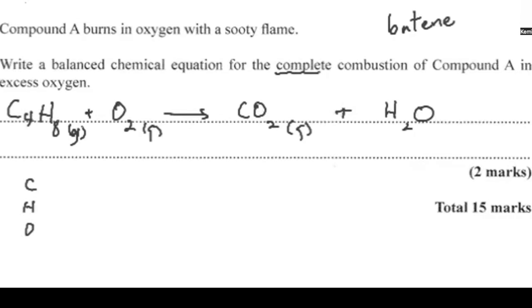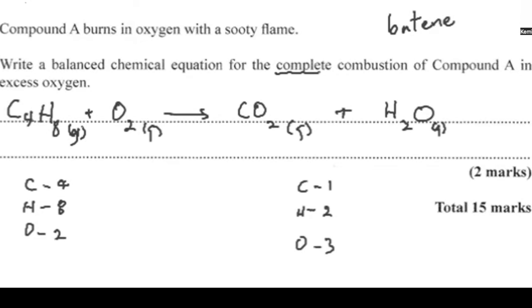So we start off, 4 carbons are on the left hand side. We have 1 on the right. Let's just put in what we have first to begin. So 4 on the left, we have 1 on the right. Hydrogens on the left, 8. Hydrogens on the right, 2. Oxygen on the left, 2. So far on the right, we have 3.